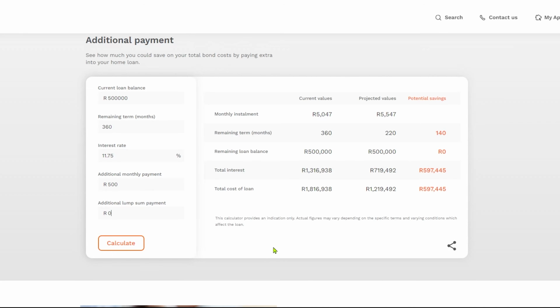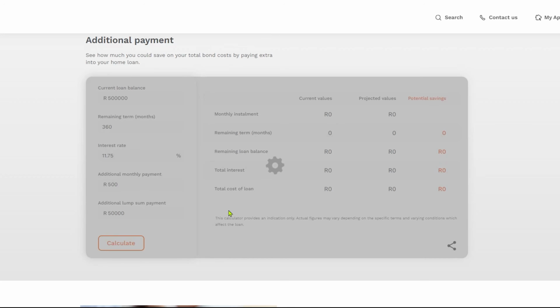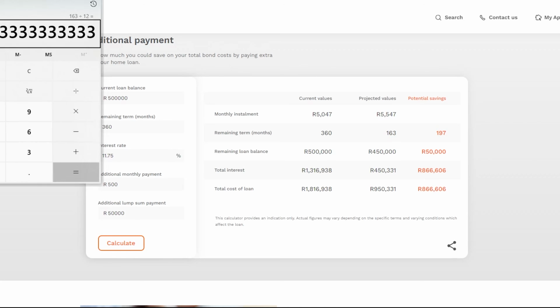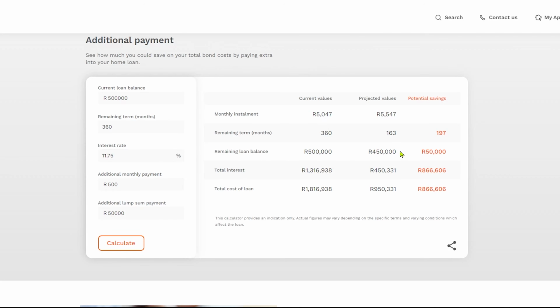Let's say again we are able to put down a 10% lump sum payment of 50,000 Rand, and I know this might be a bit unrealistic to some people, but again, even if it's only 10,000 Rand, every bit helps. Let's recalculate this and see the impact that it makes. We will be able to reduce our loan term to around 163 months, and if we divide this by 12 months, it's around 14 years.